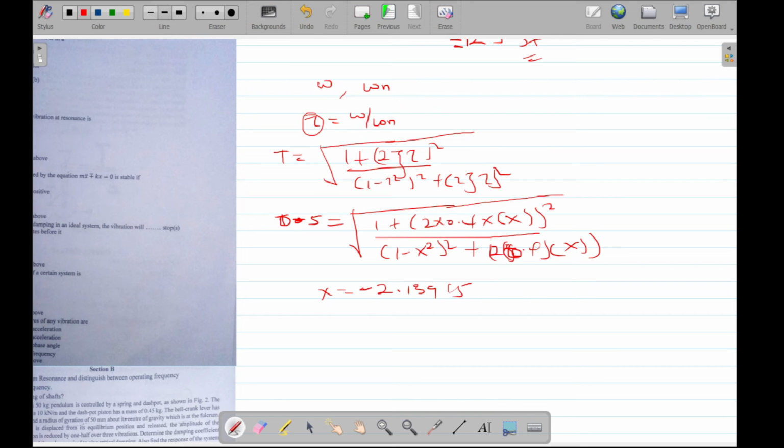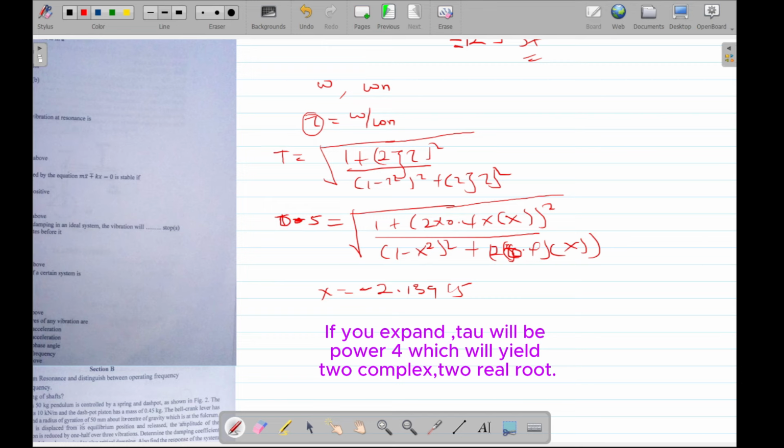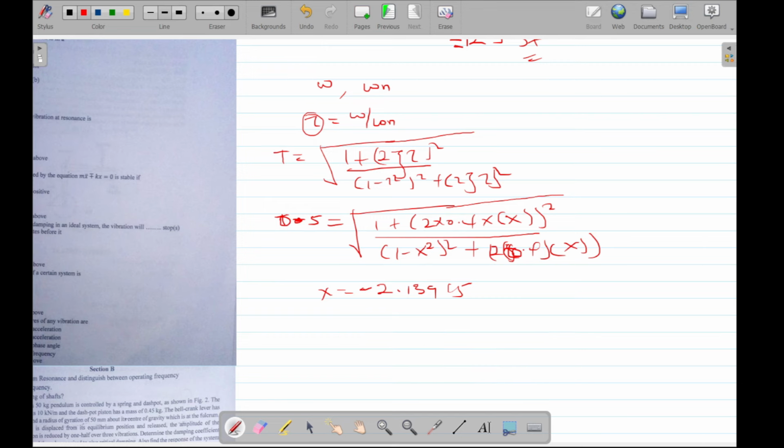You see here, it is power 4, right? So the solutions are going to be 4. You have 4 complex and 4 real. Now, this one here, we just have plus or minus, okay? It's a square root of 4.56. Your calculator can only produce a negative one. All you need to do is ignore the negative sign. So x, which is tau, will be equal to 2.139.